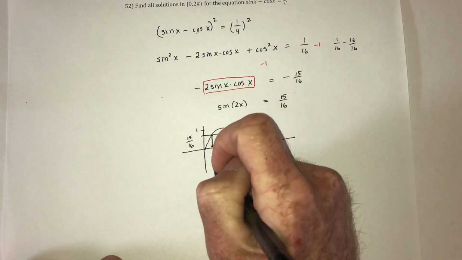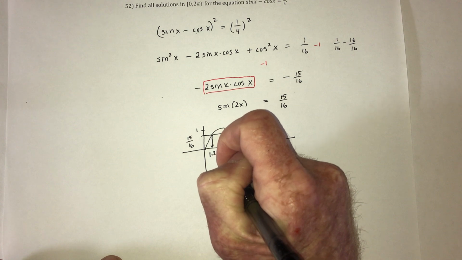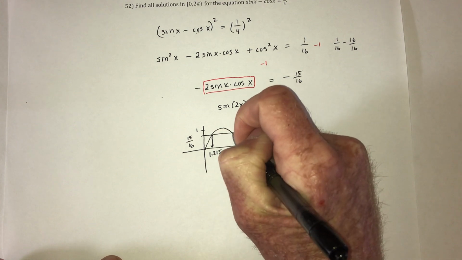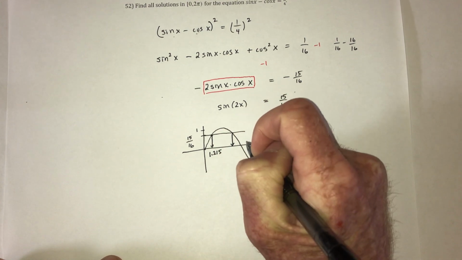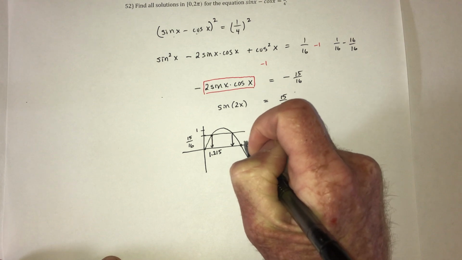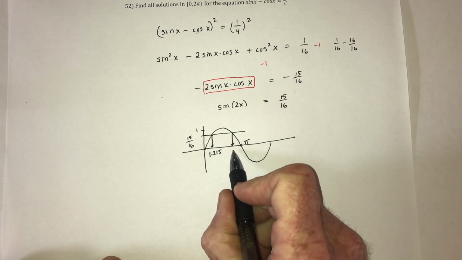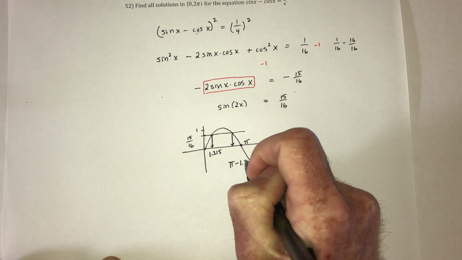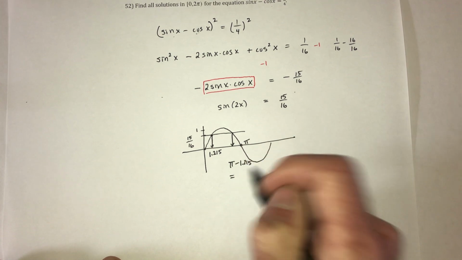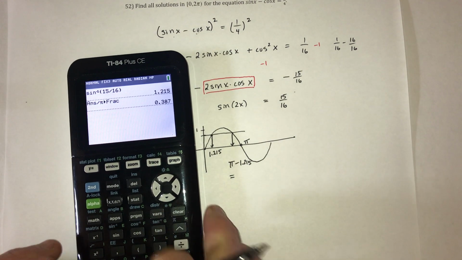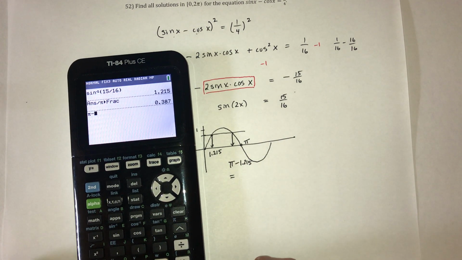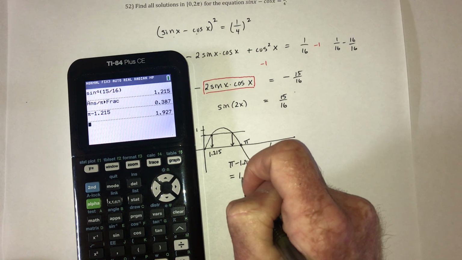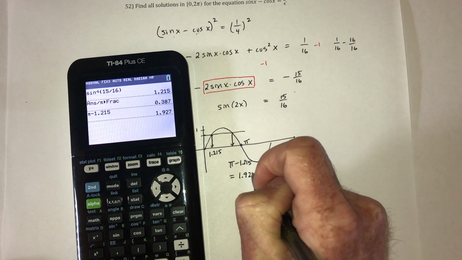So this answer is 1.215. And this second solution, well, right here is pi, so that means that this one is to the left of pi, so that's pi minus 1.215. So pi minus 1.215 is 1.927 with a decimal in there.